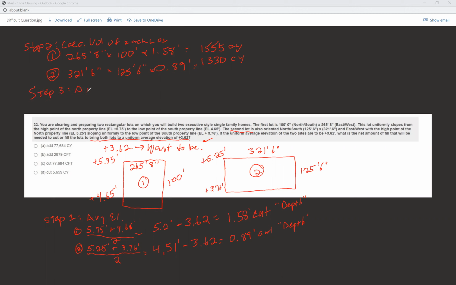Now step 3 is we're just going to add the volume of cut for each lot. So we're going to add these together. Now let's see what happens. So 1555 plus 1330, that gives you 2885. Okay, 2885 cubic yards.